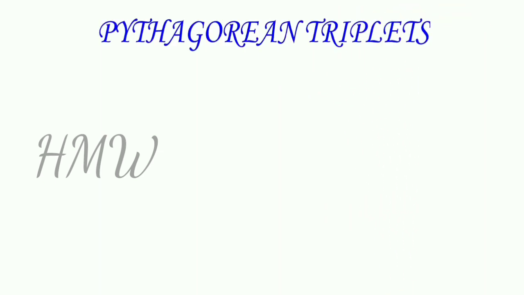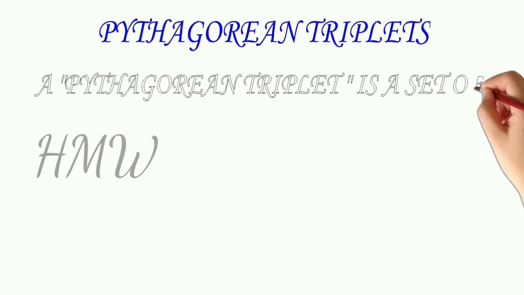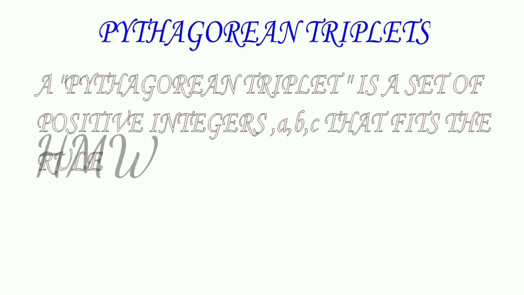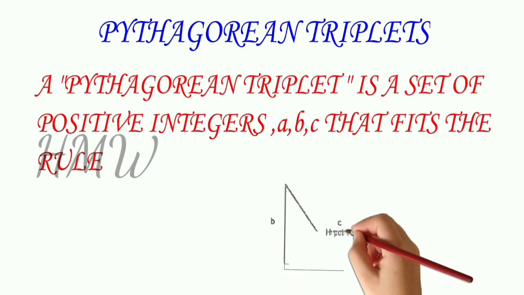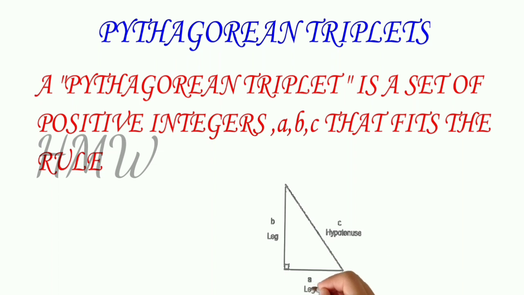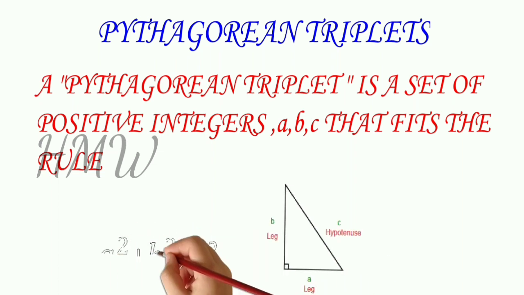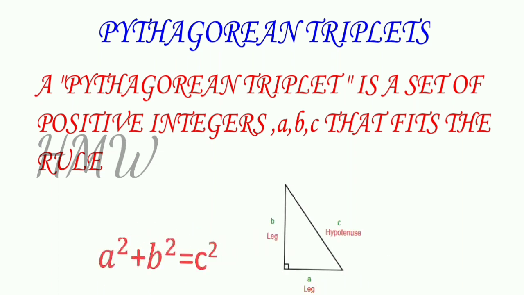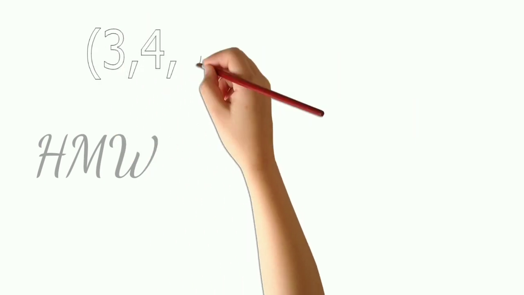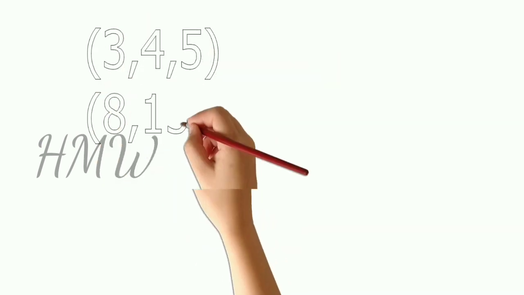Now, what is a Pythagorean triplet? A Pythagorean triplet is a set of positive integers A, B and C that fits into the rule C square is equal to A square plus B square, where C is the hypotenuse of the right angle triangle.